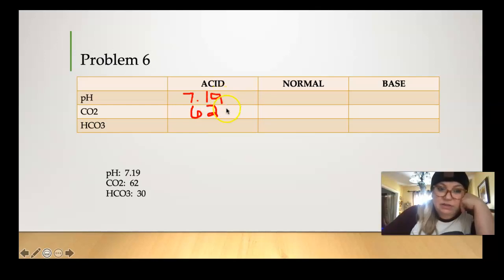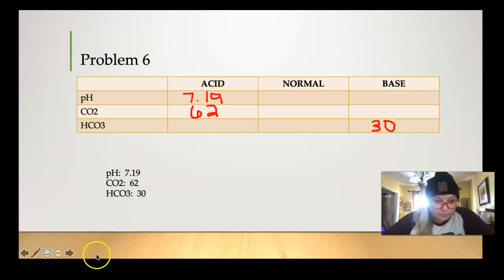So we have acidosis. CO2 means it's respiratory. The bicarb is 30. And remember, that's going to lean over here on the alkalotic side. So we have a respiratory acidosis because they're both lining up on the acid side. And the bicarb is abnormal. So the kidneys are trying to correct it, but they just haven't done enough to get this into the normal range. So we have a partially compensated respiratory acidosis. That's what we have here. Okay. Partially compensated respiratory acidosis.